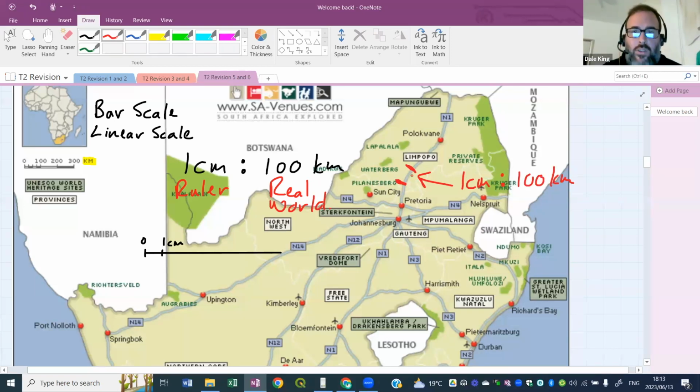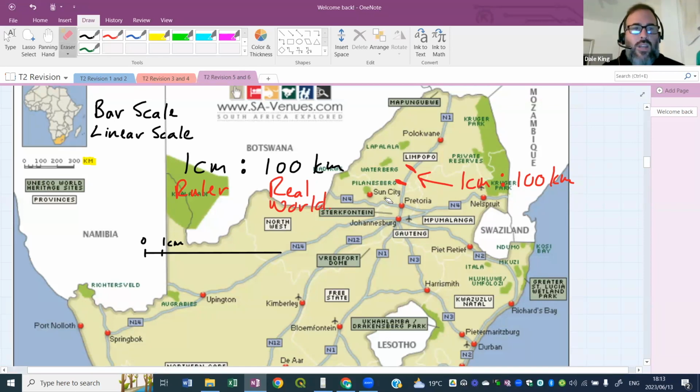So they ask me how far is it between those two red marks on the N1 going to Limpopo, or sorry, going to Polokwane. You could say between those two marks I measured 1 centimeter, so it must represent 100 kilometers in the real world. Okay, so that's how we can use the bar scale. It's easy to use the bar scale.